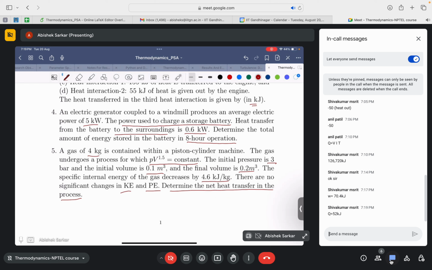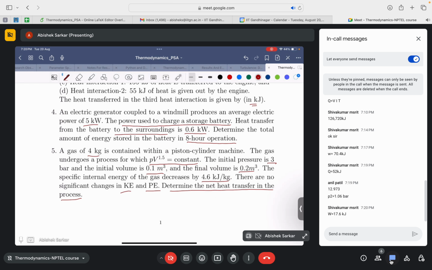What is the final pressure that you are getting? Can you please write that as well? Shivakumar, can you please write the value of P2 as well? Just to verify. Okay, 17.6. Now it's correct. Okay. So I guess you have understood your mistake. Yes, 1.06. Exactly. That's correct.